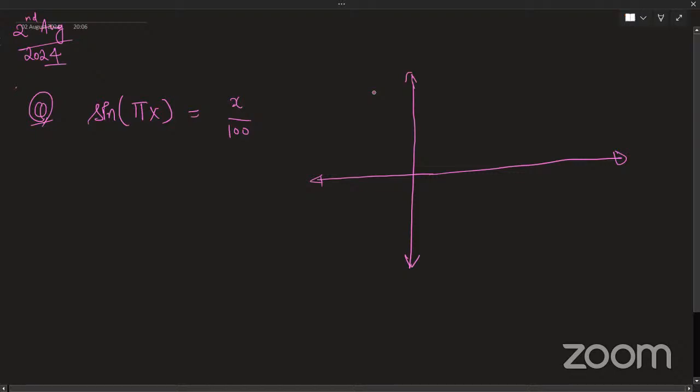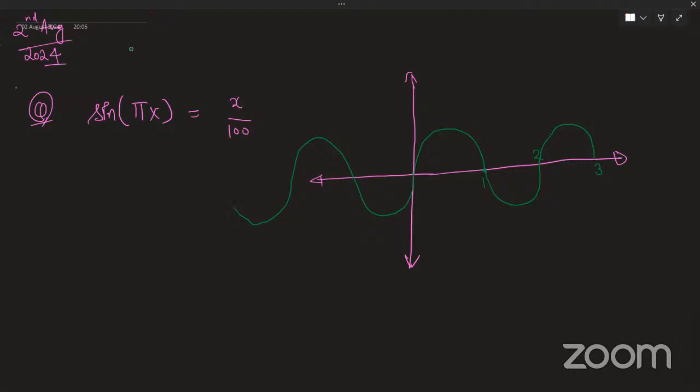So see, we have sine of pi x, okay? How will sine of pi x go? It will start from zero, go up and come back down at what value? Tell me. At 1, right? Similarly, it will go back down and this will be my point 2. Similarly, this will be my point 3, right? Same on the left side. This is -1, this is -2, this is -3.